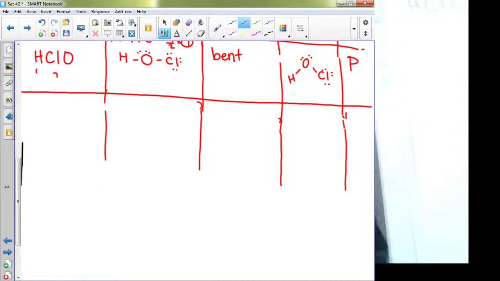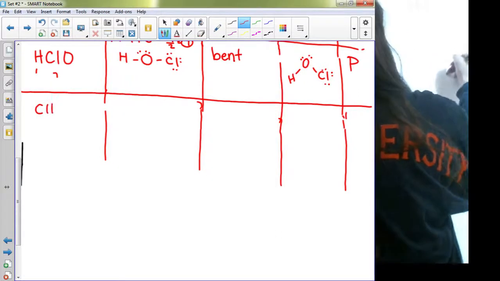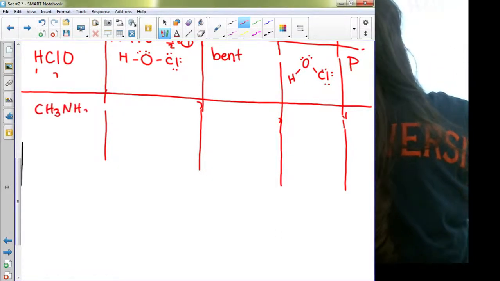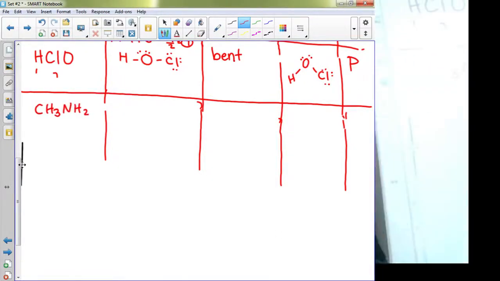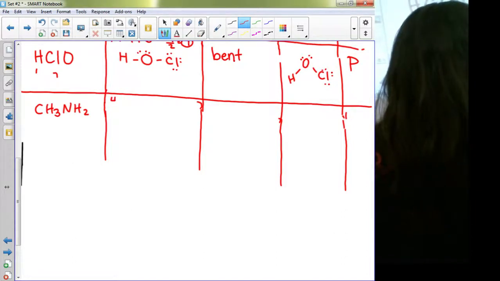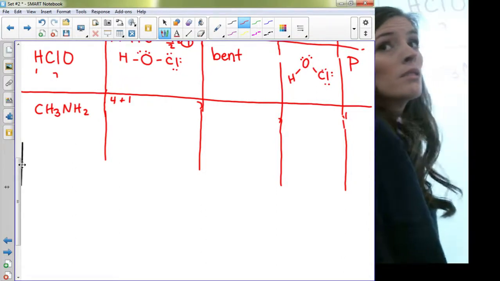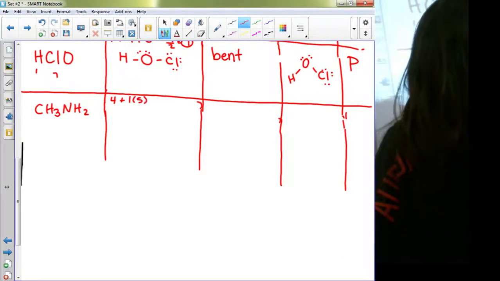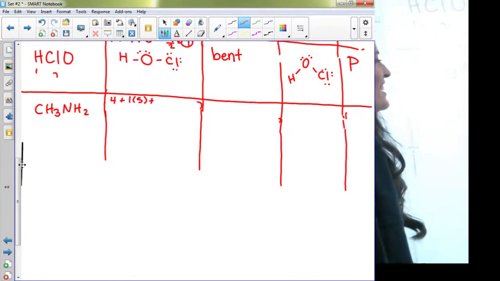All right, so next, let's do CH3NH2. Whoa! We just went crazy with it. Okay? All right. Who are my central atoms going to be? Carbon and nitrogen, that's right. How many electrons does carbon have? 4. Plus, how many nitrogens do I have total in this? 5. Plus, how many valence electrons does nitrogen have?